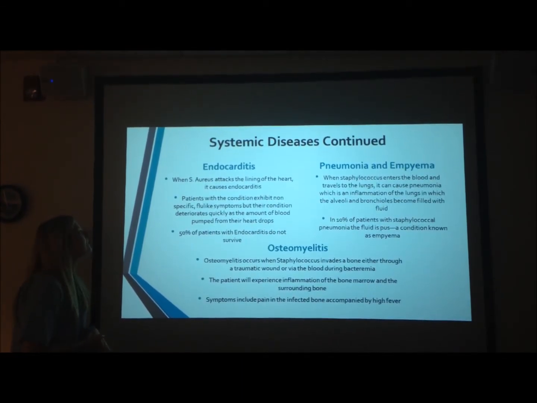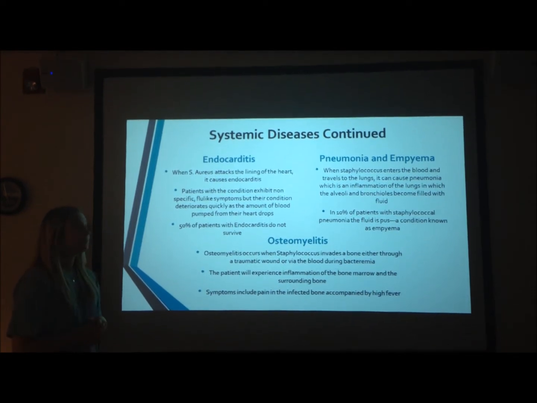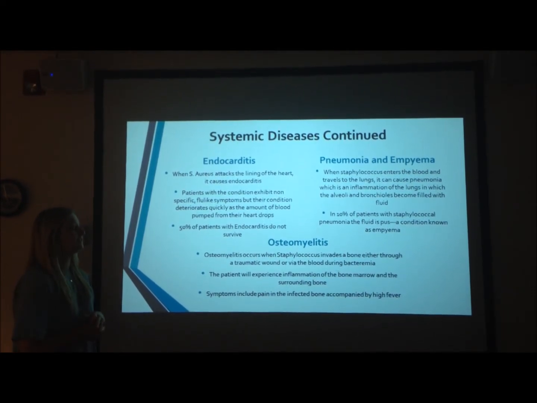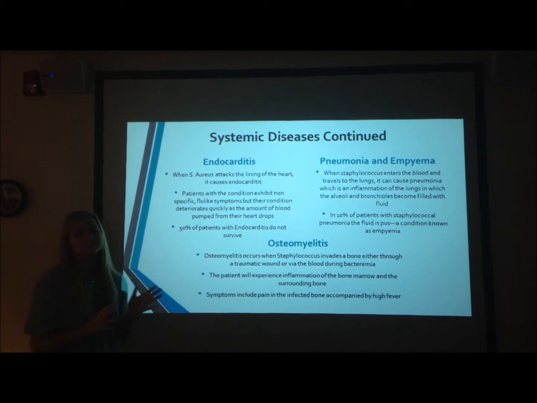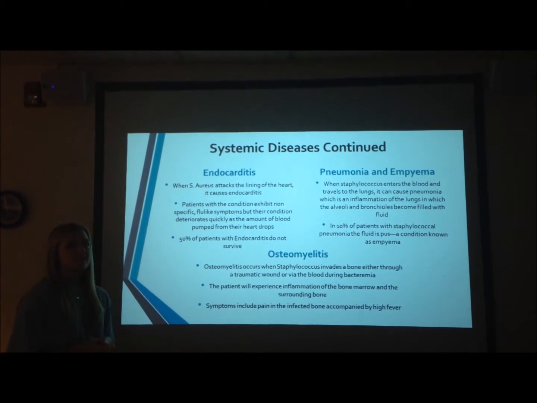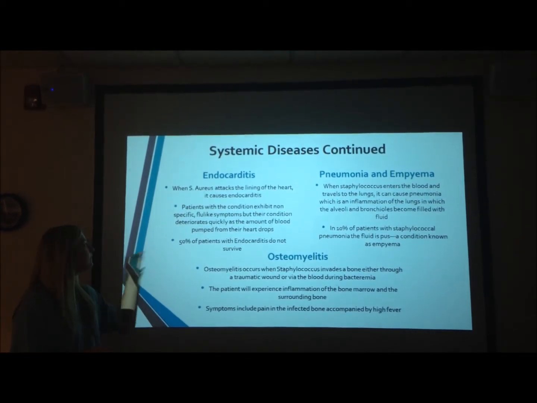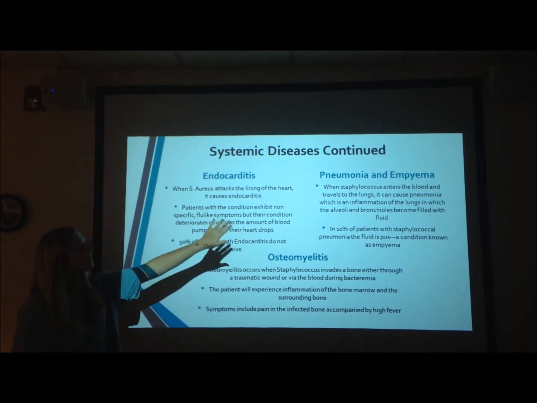More systemic diseases consist of endocarditis, pneumonia, empyema, and osteomyelitis. Each of these can result from the bacteremia itself, as the bacteria in the blood travels to your heart, your bones, and even your lungs.